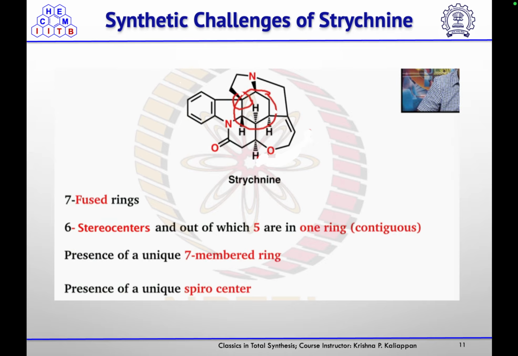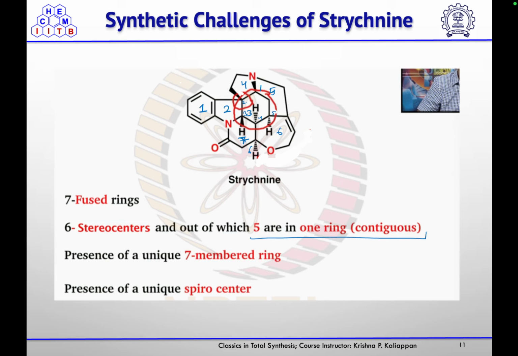it consists of seven fused ring systems. So if we number them, this is 1, 2, 3, 4, 5, 6, and 7. So there are seven fused rings, and it consists of six stereo centers, out of which five are in one ring and they are contiguous. So if you see, there are five contiguous stereogenic centers, one, two, three, four, five, and this one is the sixth one. So five stereo centers are there in one ring. That is one of the challenges, to introduce those five stereo centers in the correct conformation in one ring.